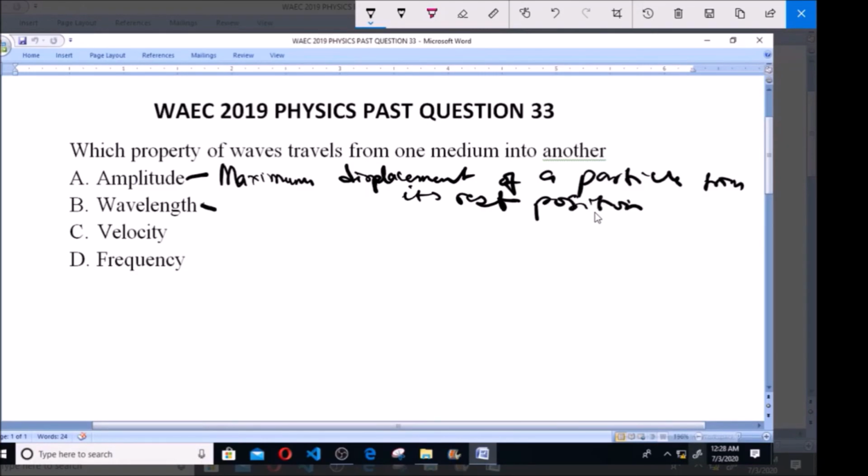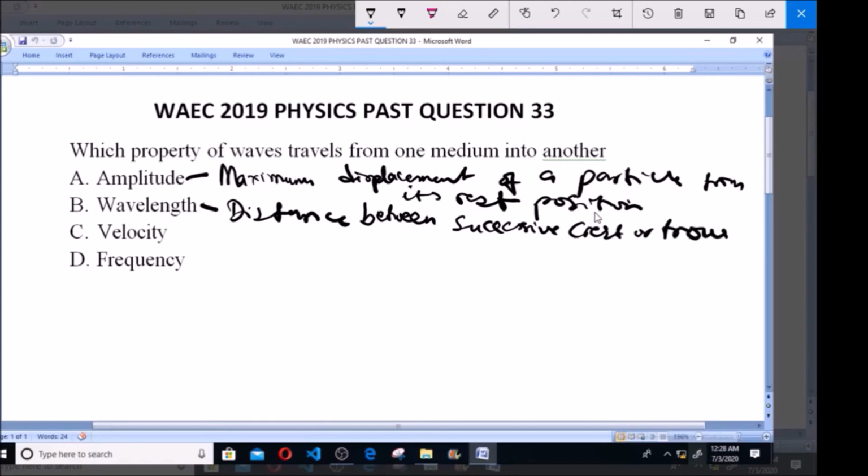Then wavelength, what is wavelength? Wavelength is the distance between successive crests or troughs of a wave. We are going to show this in a diagram so that you understand. Then what is velocity? Velocity is the distance which the wave travels in 1 second. So the distance traveled by the wave per second, that is velocity.